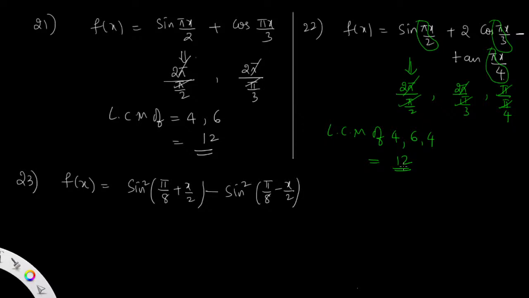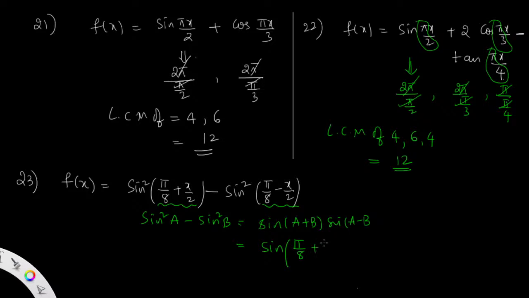And next question, question number 23. Sin square A minus sin square B formula. This is sin square A minus sin square B, which is equal to sin of A plus B into sin of A minus B. So A equal to this value you can take, and B equal to this value. Then sin of, by adding pi by 8 plus x by 2 plus pi by 8 minus x by 2, and into sin of pi by 8 plus x by 2 minus pi by 8 plus x by 2.